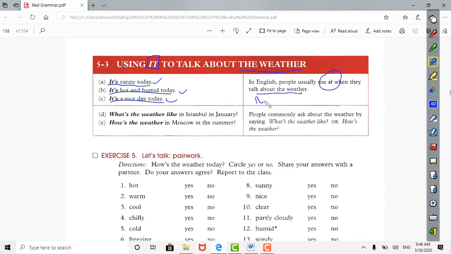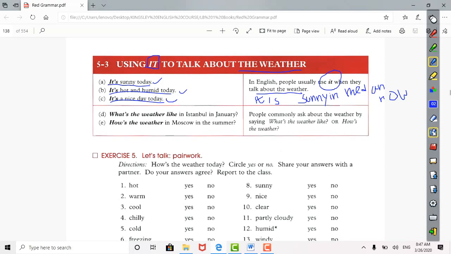All right, it's sunny. It's sunny in Medan, for example. It's sunny in Medan today. It's sunny in Medan now. Yes, maybe for example like this. It is sunny in Medan now. Yes, for example like that.